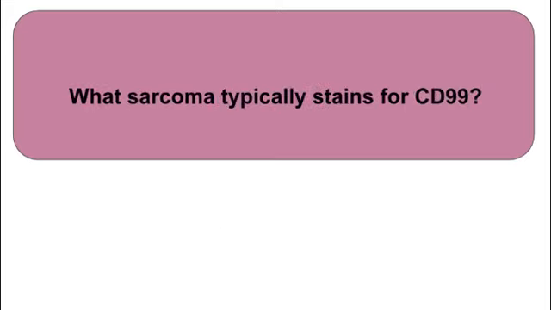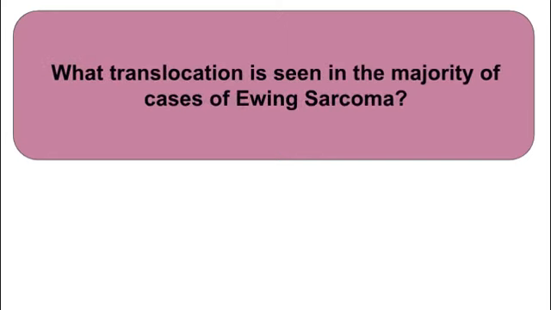What sarcoma typically stains for CD99? Ewing sarcoma. What translocation is seen in the majority of cases of Ewing sarcoma? A translocation between EWS1 on chromosome 22 and FLI1 on chromosome 11.